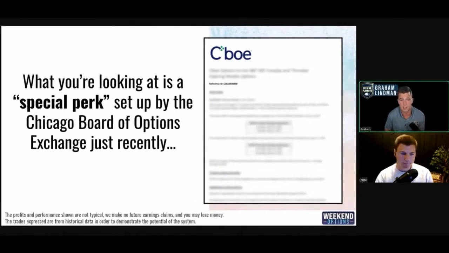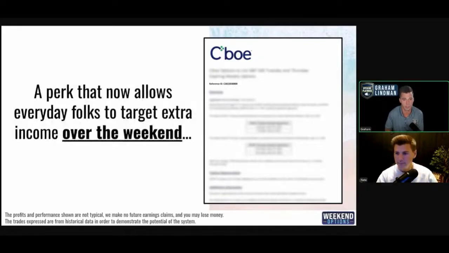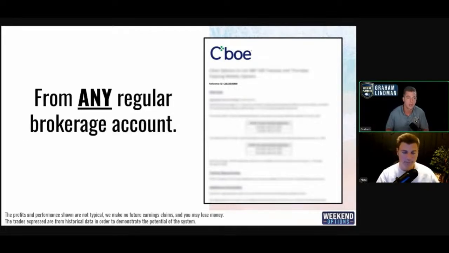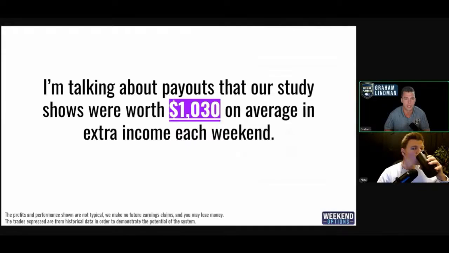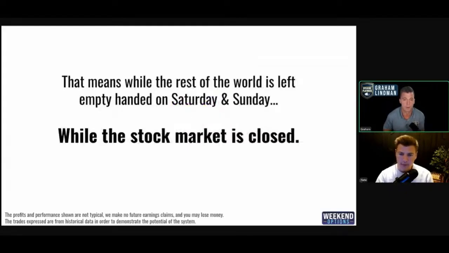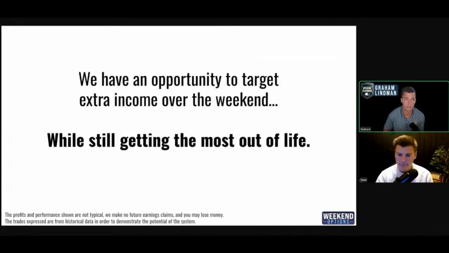This redacted document. What you're looking at here is a special perk set up by the Chicago Board of Options Exchange just recently. It's a perk that now allows everyday folks to target extra income over the weekend from any regular brokerage account. Now, I'm talking about payouts that the study shows were worth $1,030 on average in extra income each and every weekend. So this means while the rest of the world is left empty-handed on Saturday and Sunday while the stock market is closed, we have an opportunity to target some extra income over the weekend while still getting the most out of life.